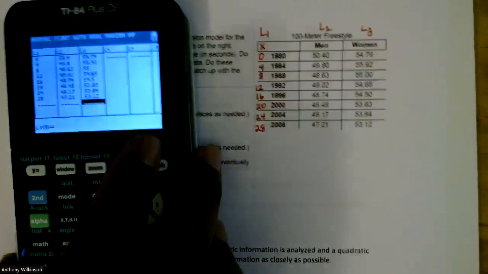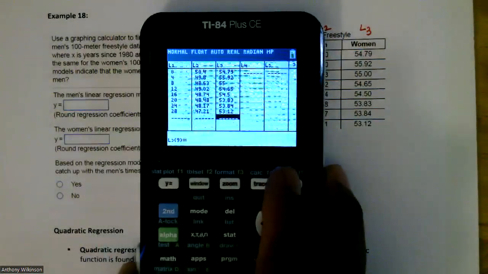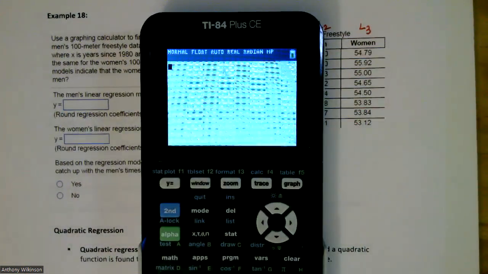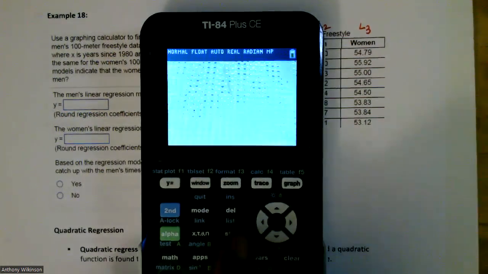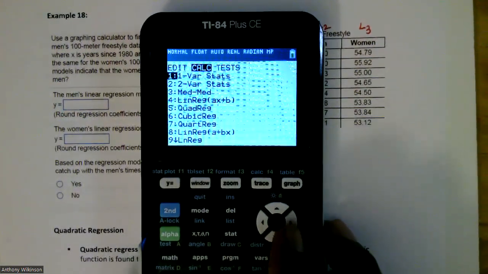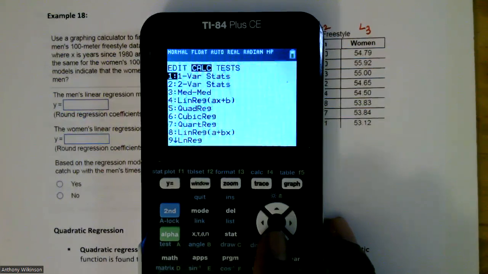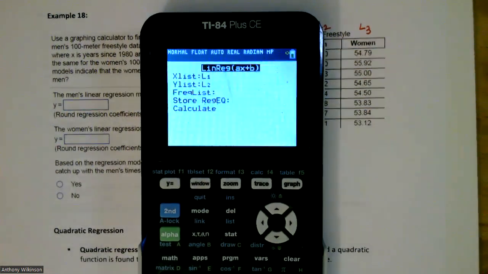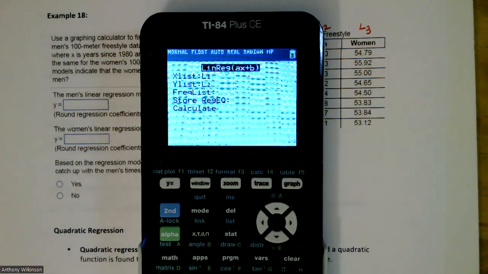Now we're going to come up with a linear regression equation for this. So I'm going to do second and quit for that. And then for the linear regression equation, I'm going to press the stat key, which is this button right here. Use my right arrow key to go to the calculation menu. Now I'm doing a linear regression, so I'm going to select menu item number 4 that says LinReg ax plus b. That is what we call linear regression. Press enter. You'll get this.